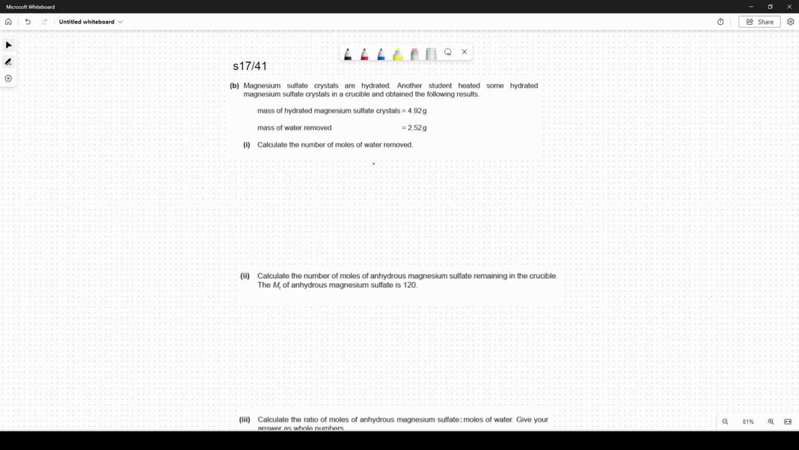In this first part of the question, they want us to find the number of moles of water that is removed. They gave us the mass of water that's removed in grams. We know that the mass of water that's removed is related to the number of moles through this relationship. The number of moles of water is equal to the mass in grams of water divided by the molar mass of water.